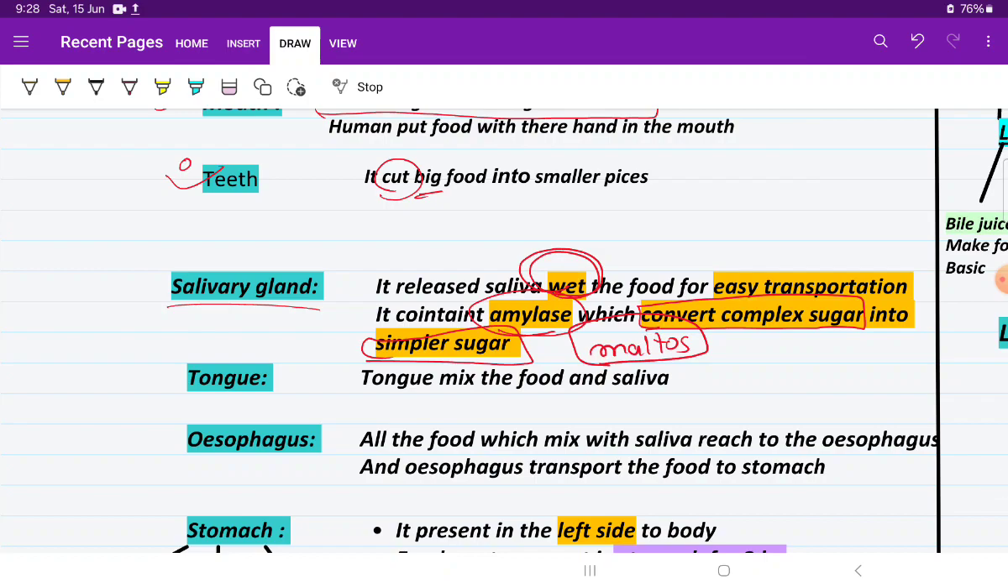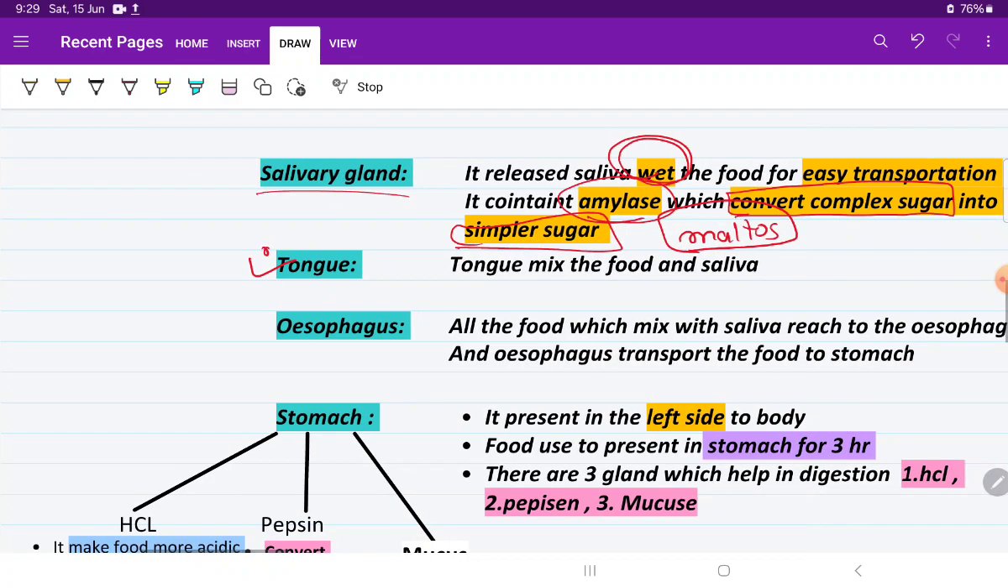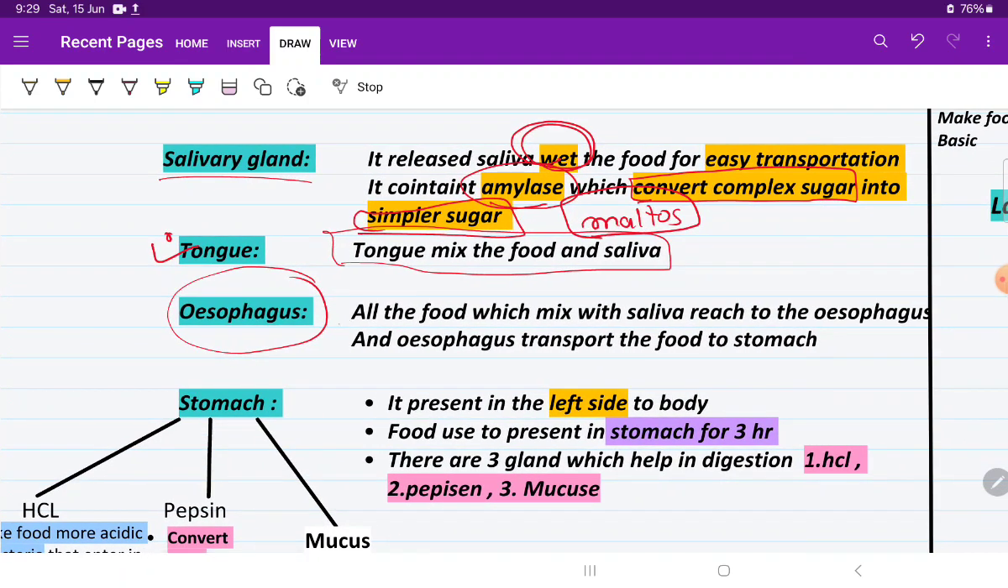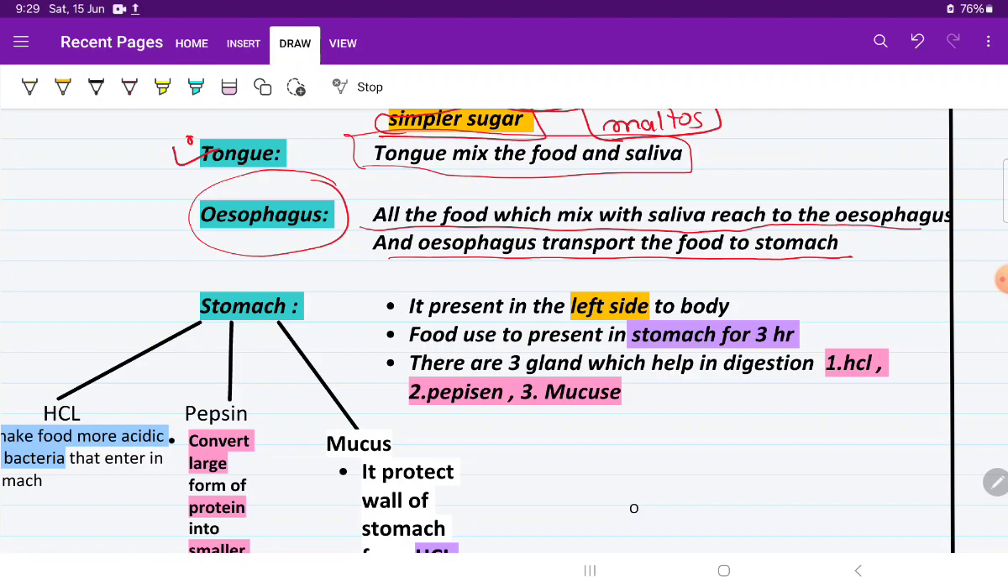Okay, now let's see the tongue. The saliva which is released in our mouth is mixed with the food by the tongue. Now the wet food is transported through the esophagus. All the food which is mixed with saliva reaches the esophagus, and the esophagus transfers the food to the stomach.